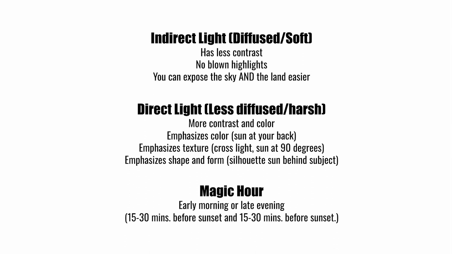Second, when the sun is out, as you've probably seen, the sky becomes super bright, and there's more contrast in color. It's a little harsher light. It emphasizes color when the sun's at your back. It emphasizes texture, like cross light, when the sun is at 90 degrees to you, or to your left and right. And it also emphasizes shape and form, like a silhouette, when the sun is behind the subject, because you're looking at the shape and form of a silhouette.